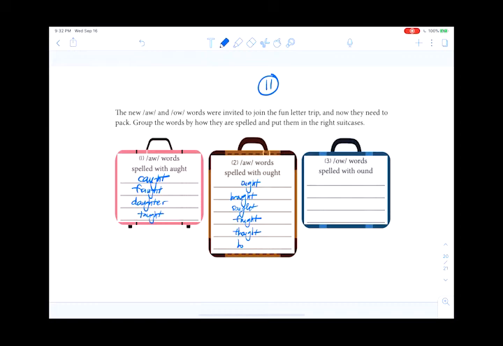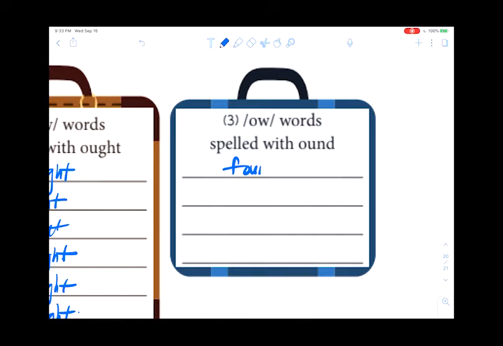All words spelled with ound are found, hound, ground, and astound.